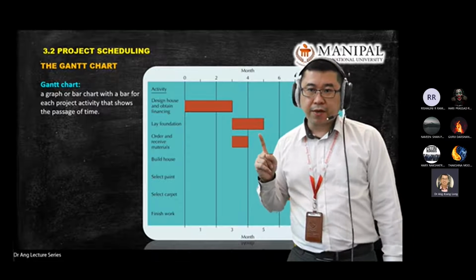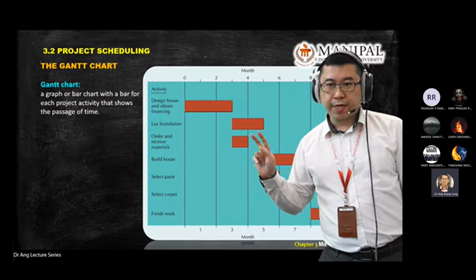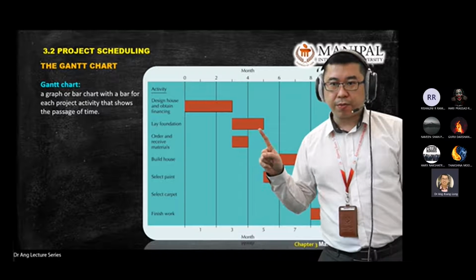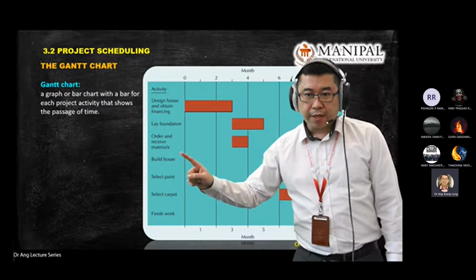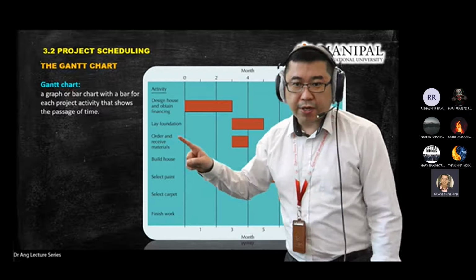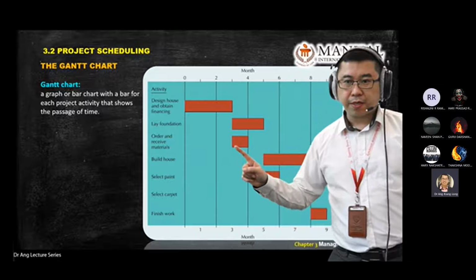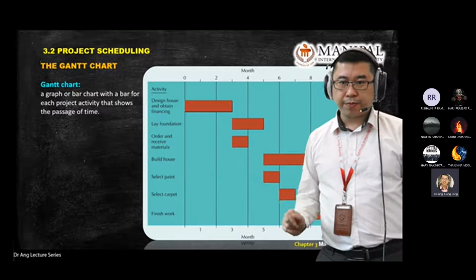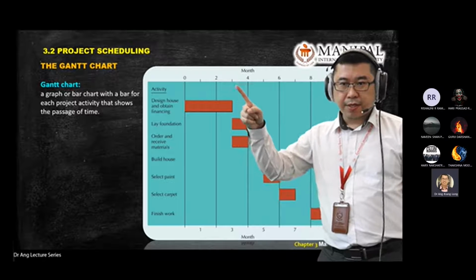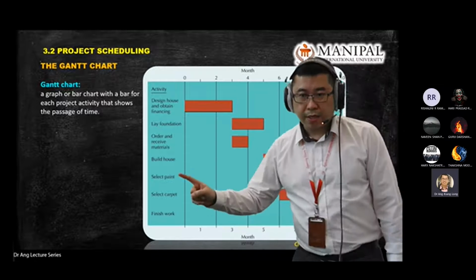So 3, 4, 5, 3, 4, 5, you need 2 months. Okay, you need a 2 month period here. Then for order and receiving material, you need 1 month of time. So 3 to 4. Okay, the 3rd month until the 4th month, 1 month.